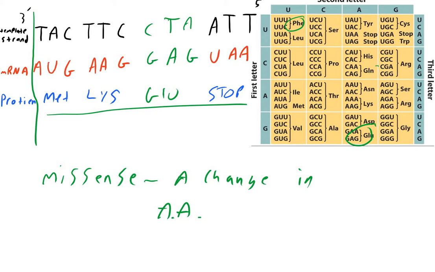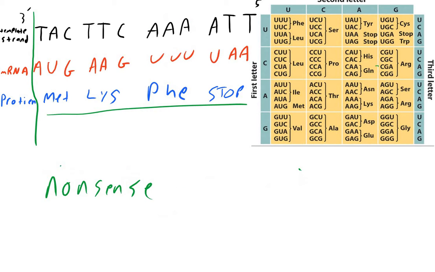So now we're going to get into a very specific type of mutation known as a nonsense mutation. So what I'm going to do is we're going to take this codon here and we're going to replace it with ATT.